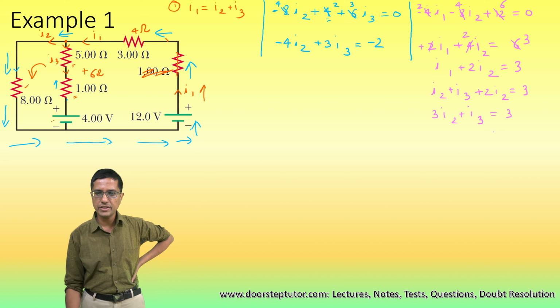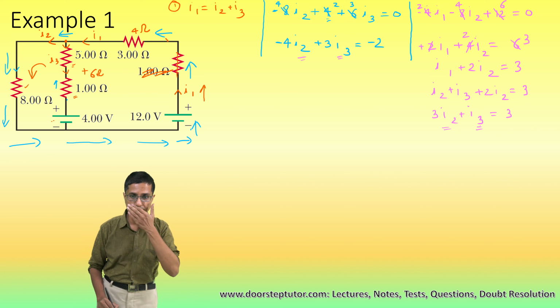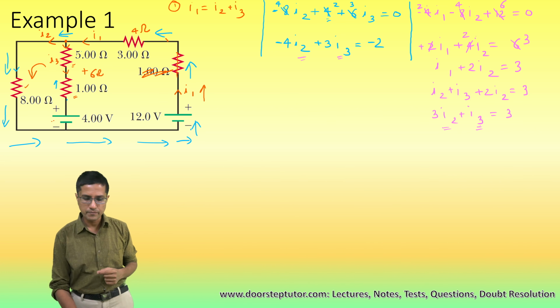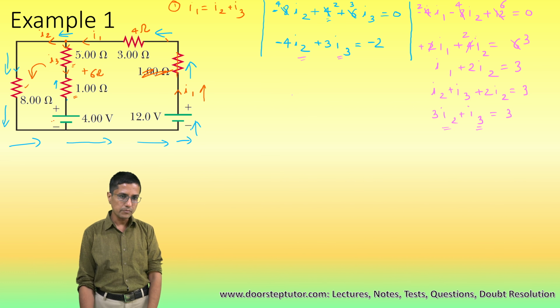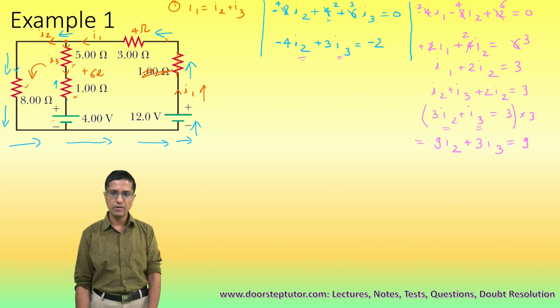So now I have two equations in I2 and I3. I have two equations both in I2 and I3. So from here I can now solve for I2 or I3. The easiest way to solve this would be to multiply this entire equation by 3 and subtract it from this equation. We can do it. This becomes 9I2 plus 3I3 is equal to 9, and I subtract it from this one.